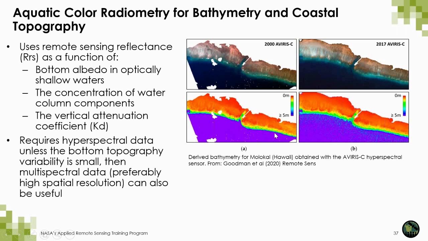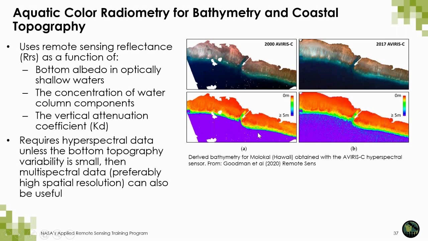The figures here on the right show an analysis conducted very recently by James Goodman and his team in Molokai in Hawaii. During 2017, as part of the HyspIRI preparatory mission campaign, the AVIRIS hyperspectral sensor was flown on board the ER-2 platform and collected information on a number of reef and coastal areas in multiple islands in Hawaii. At the same time, teams of divers and researchers were collecting in situ data in the field to validate the imagery collected by the sensor.